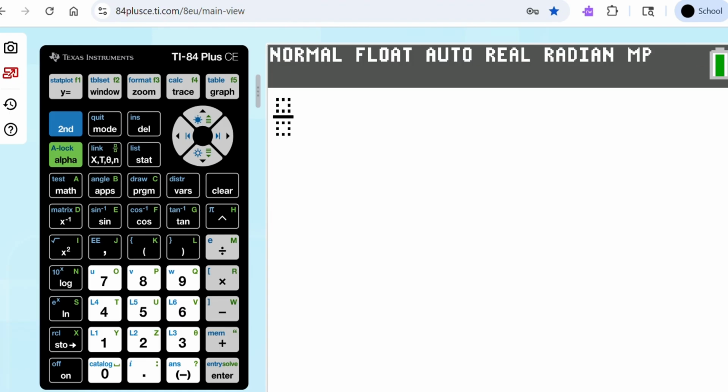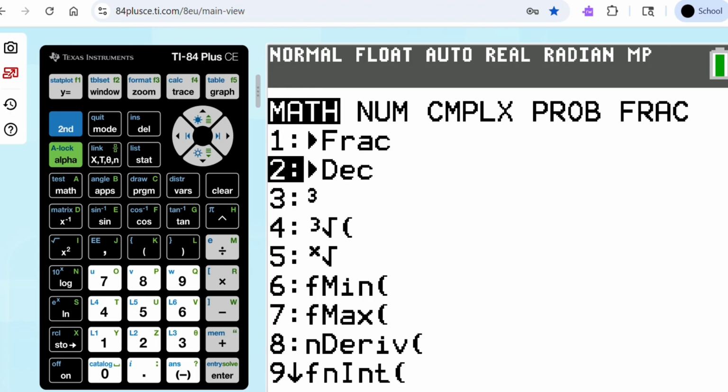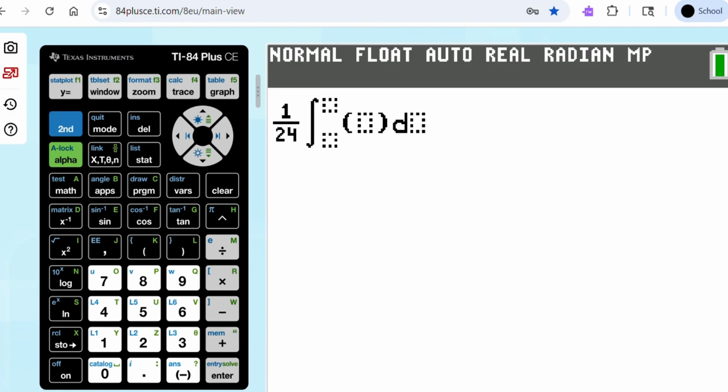I'm going to hit alpha x to give me a nice little fraction. Just put 1 over 24 out in front. And my integral will come from hitting math and option number 9, we're going to integrate from 0 to 24 of our function q of t.